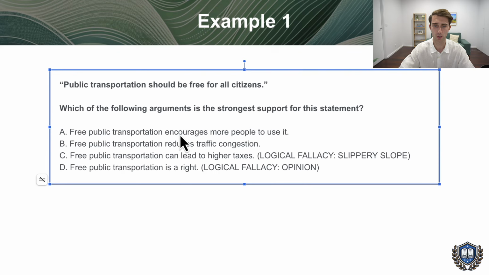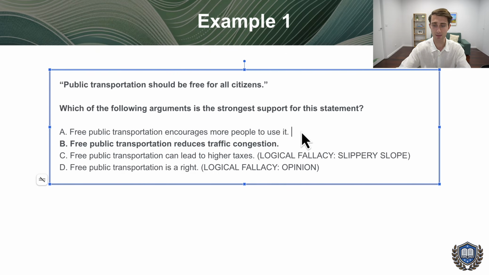Well, let's see the first one. It encourages more people to use it. So both of these are pretty similar, I would say. What's the better reason why it should be free for all citizens? Now, would they make it free just so people use it? I'd say this one's probably not quite as strong. Because yes, it would encourage more people to use it, but that's not really selling the benefit. The benefit is if more people use it, then it could reduce traffic congestion. And so I'd say this one here, number B, is probably the best answer.